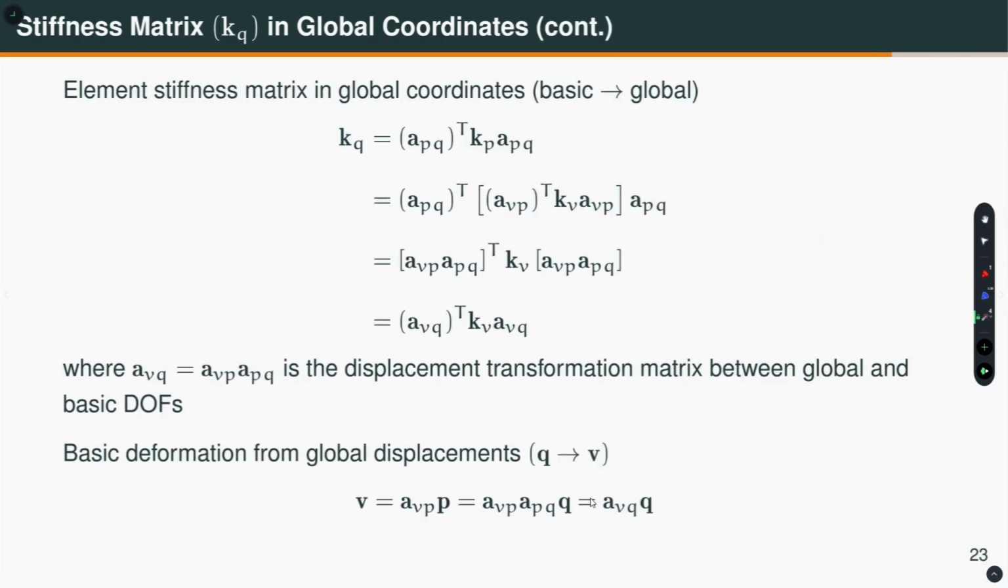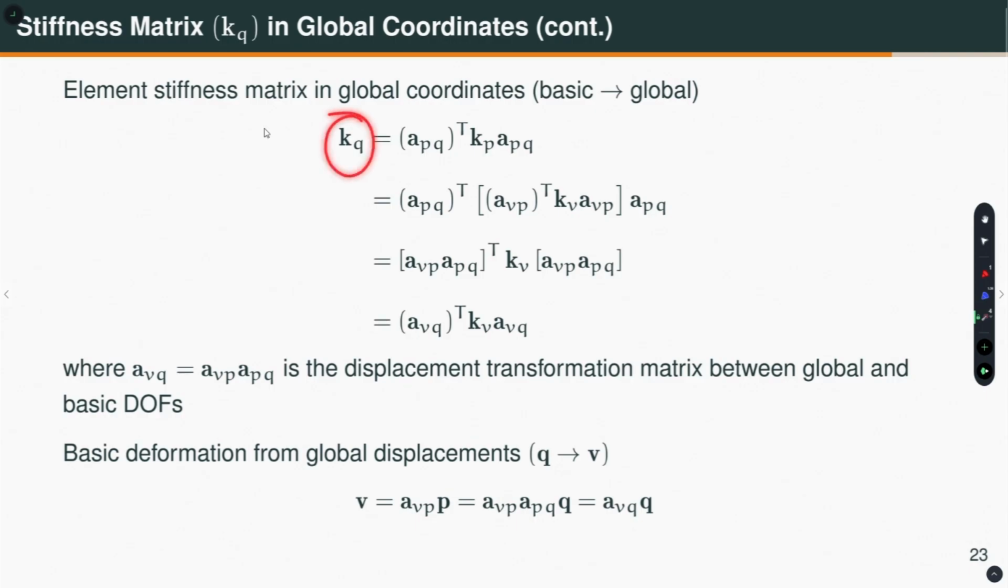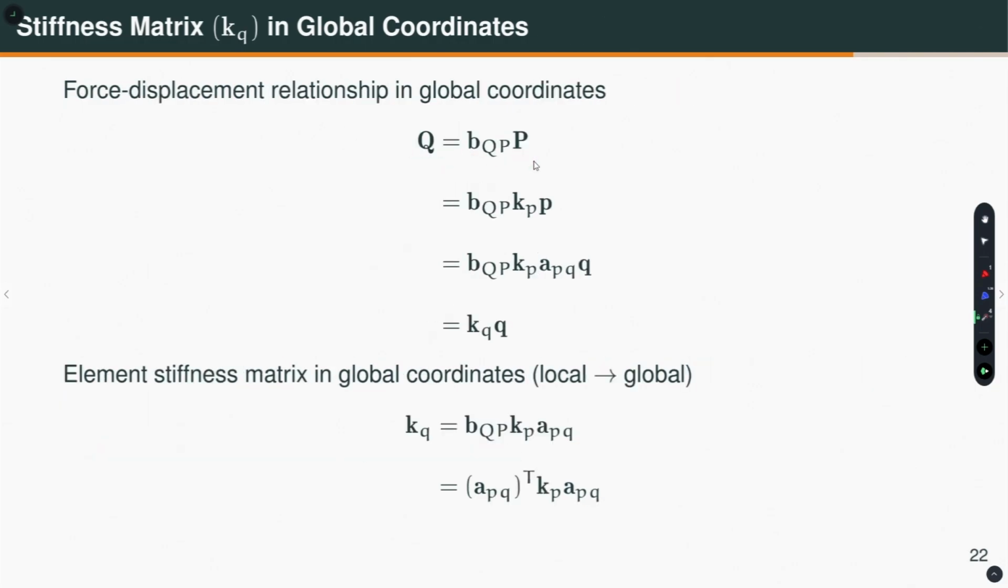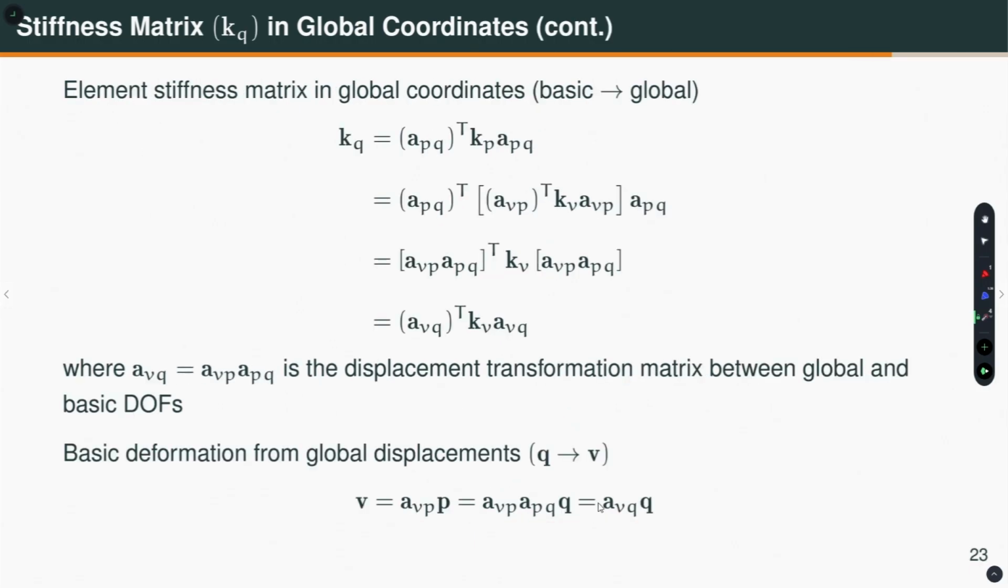Now, can I go directly from basic to global? Yes, it is possible. Instead of going from basic to local to global, I can directly jump from basic to global. How? I can write the global stiffness matrix KQ, which we just determined, as APQ transpose KP APQ. This is what we derived in the previous slide. Now APQ transpose remains as it is, and this APQ remains as it is. For KP, if you remember, a few slides back we derived AVP transpose KV into AVP.